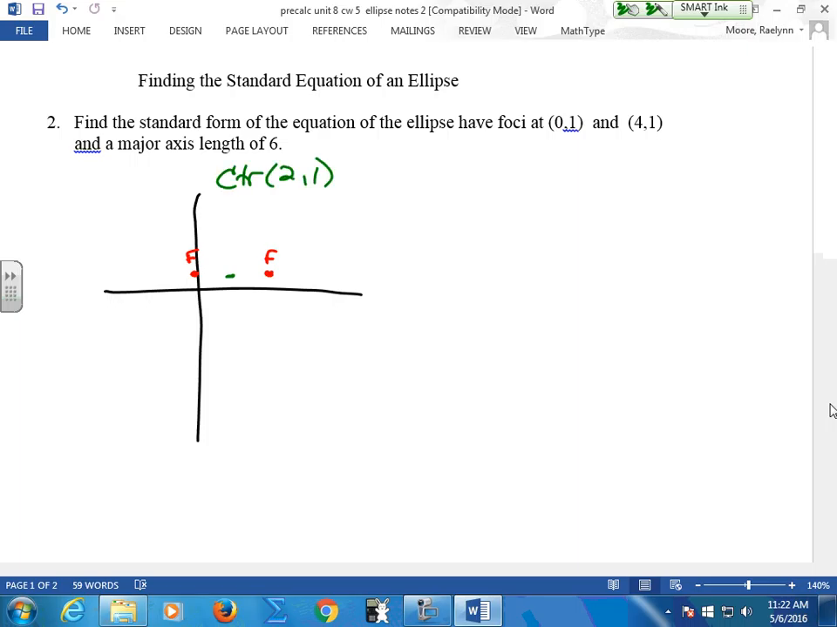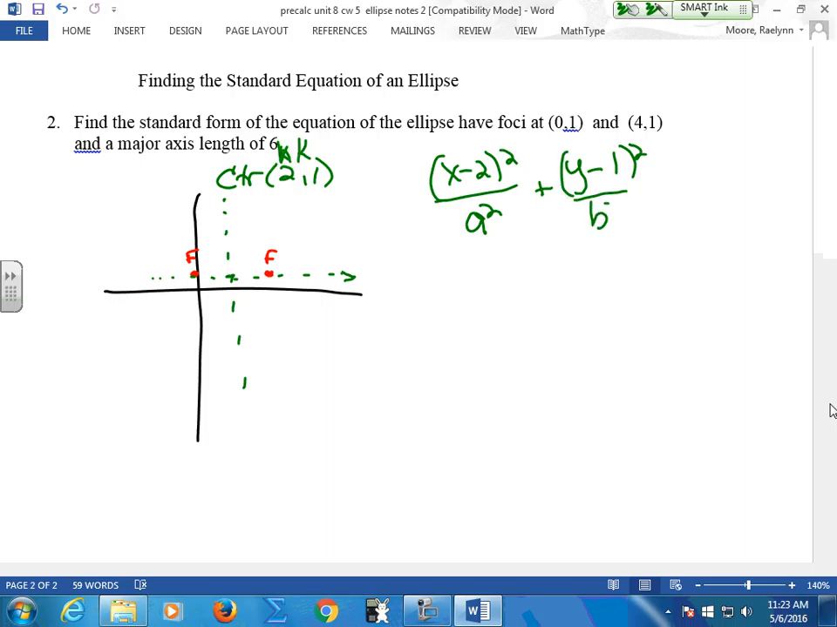Yeah. So what's my major axis, the x or the y? The x. This is going to be where my major axis is. It's parallel to the x. It's translated. See it? So I'm going to start like this. This is my h, my k. So x minus 2 squared, we know this is going to be my a squared, plus y minus 1 squared is my b squared, equal 1.